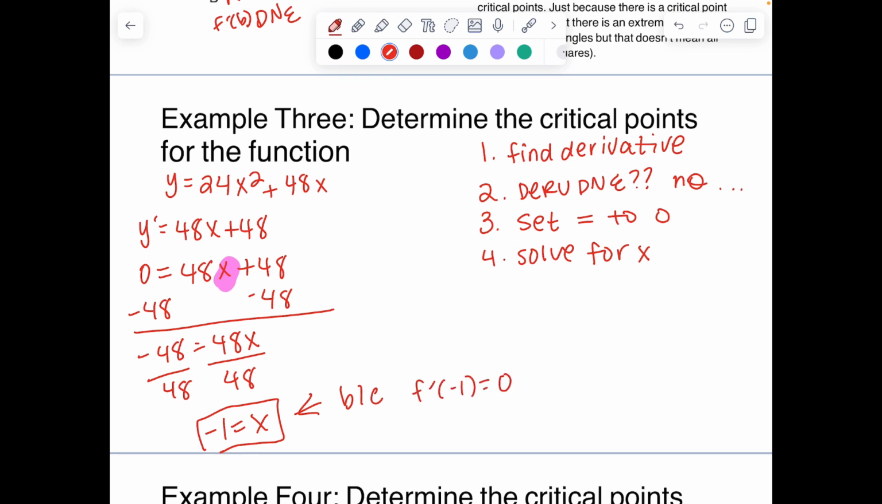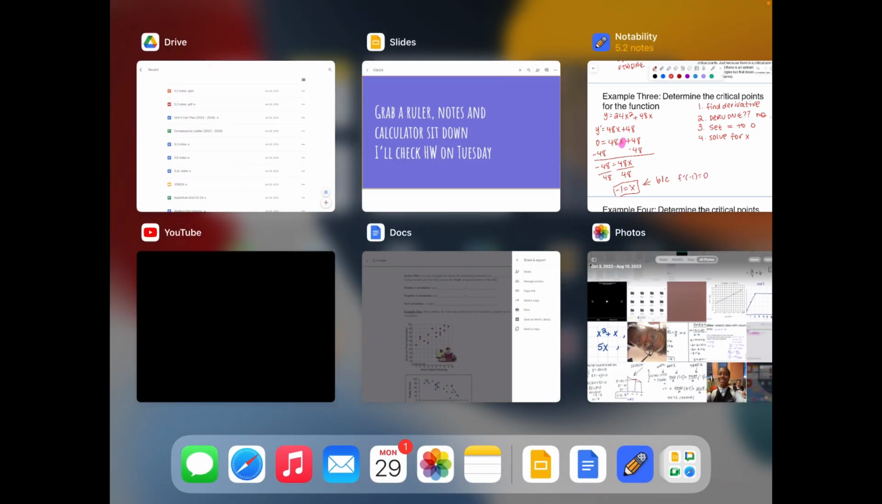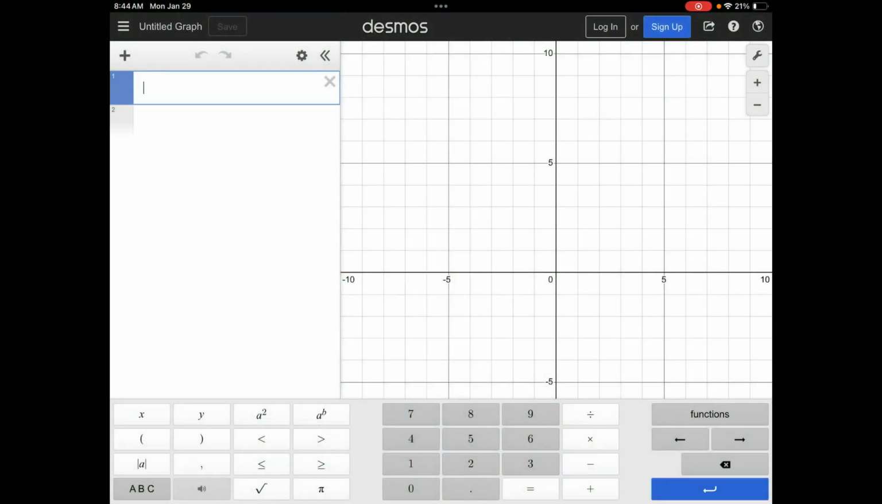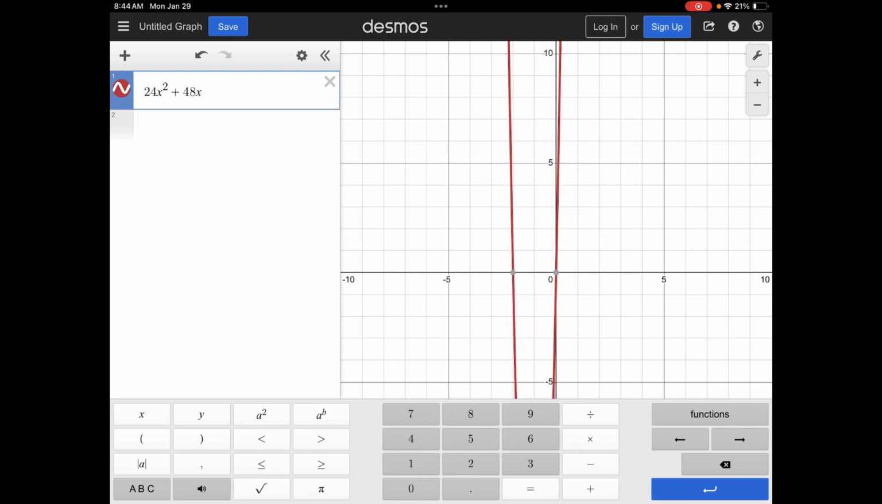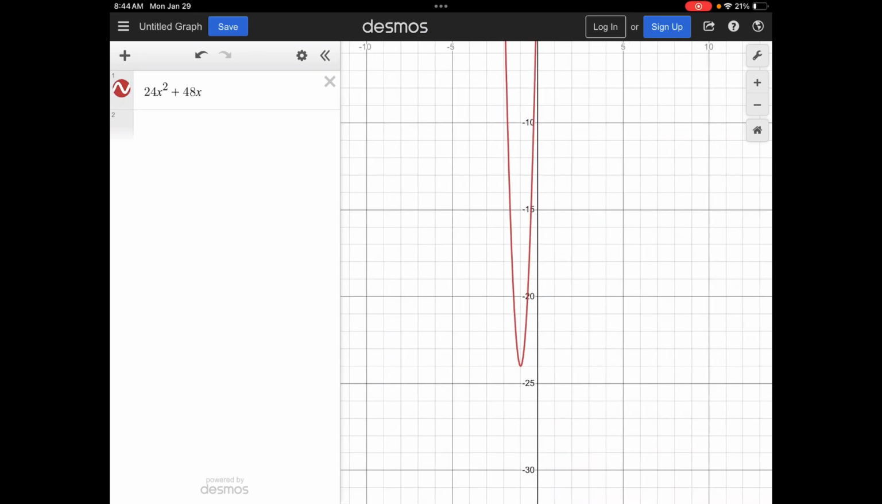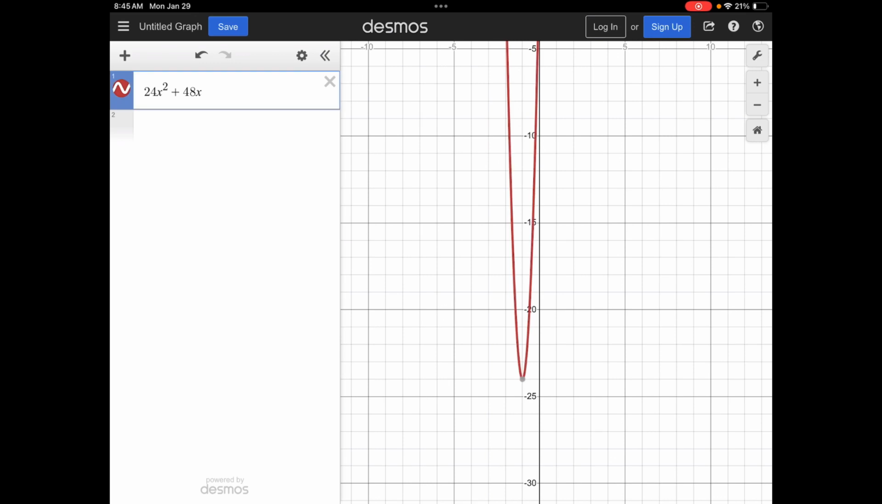Just for fun, let's go look at the graph and see what it looks like there. Let's find Desmos real quick. I'm going to try to prove to you that what we did is right. We'll type in 24x squared. We're going to look at the original graph because there should be an extrema here. If I go to negative 1 and scroll down, and look at this point right here, there is a critical point here. And if I tap on that point, it's negative 1, negative 24. So we were correct. There was a critical point there, and that critical point represents a relative minimum.